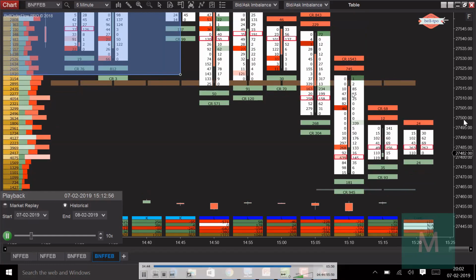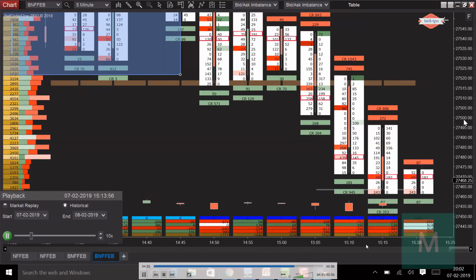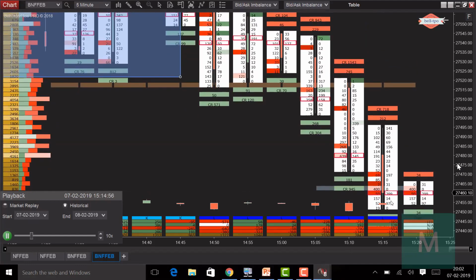Now that means when you're going to see a lot of zeros down there, price is going to travel in a low liquidity zone. That also results in high volume transactions and higher volatility. That is the characteristic of the initiative drive.